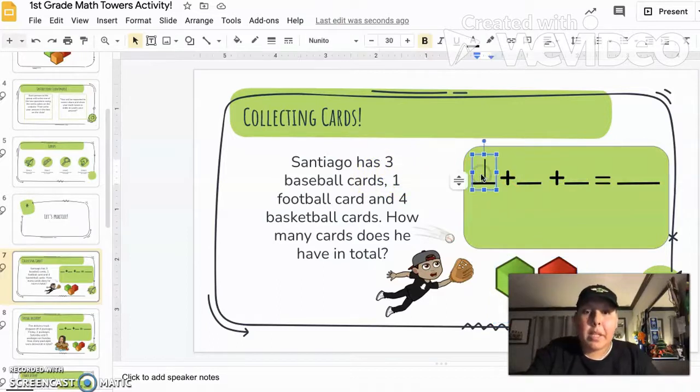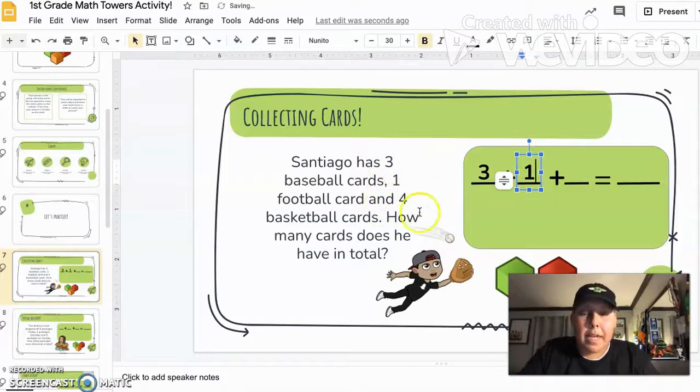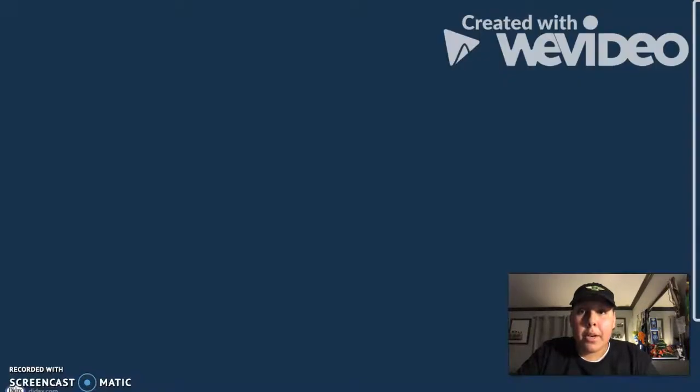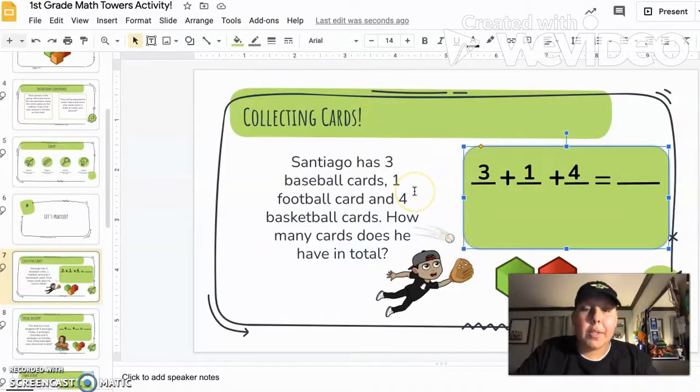So he has 3 baseball cards, so you're going to write 3. He has 1 football card, so you're going to go ahead and write 1. And he has 4 basketball cards, so you're going to go ahead and write 4 in there. Now, since we have 3 plus 1 plus 4, we're going to be able to come over here to our building mat and actually plug in these numbers. So for the first one, it's 3. So you're going to go ahead and get the Unifix cubes, and you're going to get 3 out. So you're going to go 1, 2, and 3. So move those over because that's done for now.